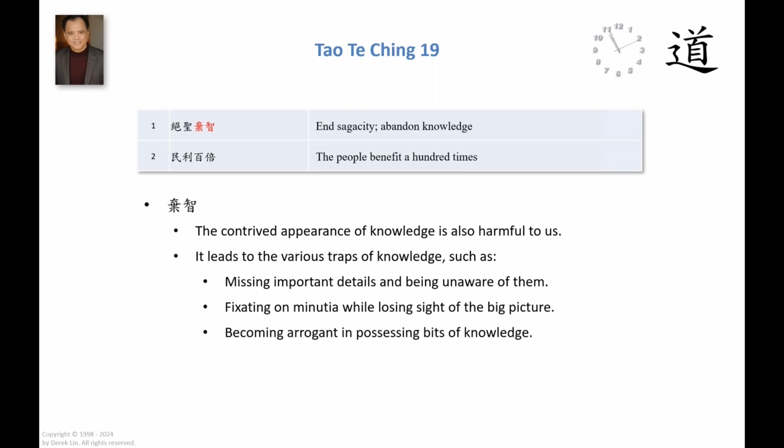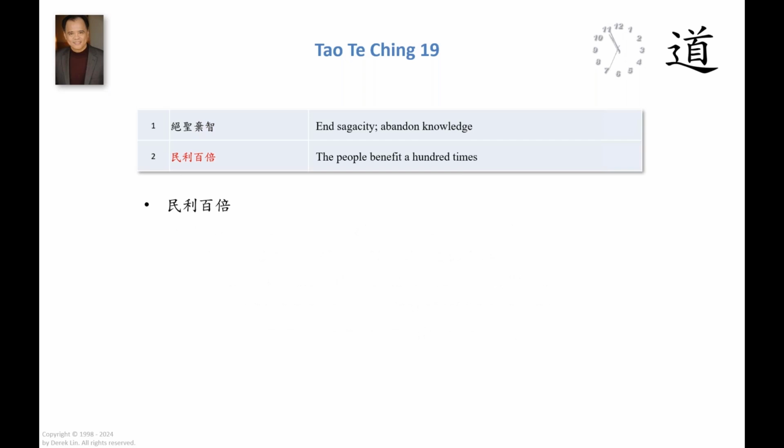So when we are able to discard, abandon this kind of knowledge that is harmful to us, and the pretentious kind of sagacity, the wisdom that's only a projection, then we get to the next line. Line 2, the people benefit 100 times. So for this line, I would like to analyze the characters, break them down. 民利百倍. 4 characters, all simple characters still commonly used in modern Mandarin and still retaining the same meaning as they had in ancient times.